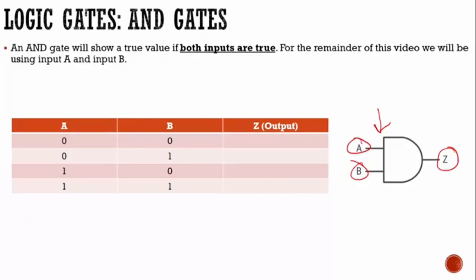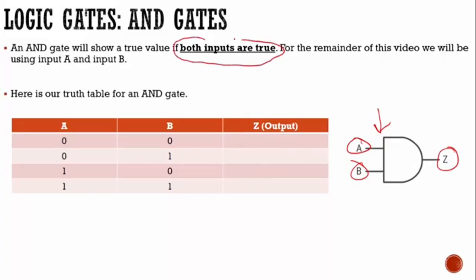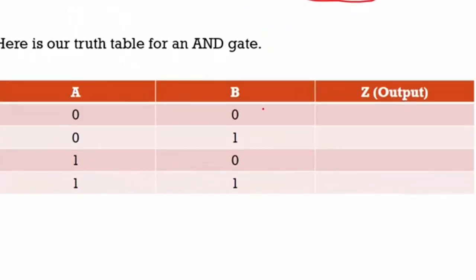Now, an AND gate will show a true value if both inputs are true. That means they both have to be 1. So for the remainder of this video, we're going to be using input A and B. So here's our truth table for an AND gate, and what we need to do is fill out this output. And right here it says if both inputs are true. Here A is not true, it's off. B is also off. That's going to result in a state of being 0.